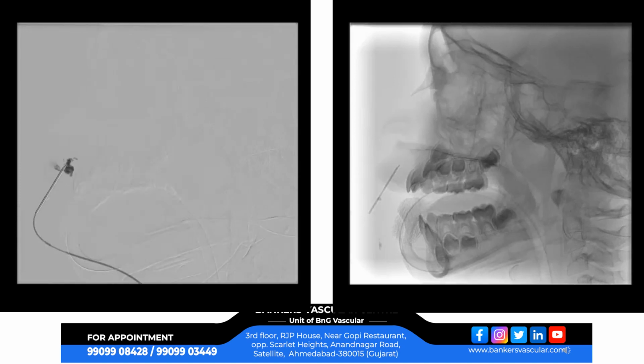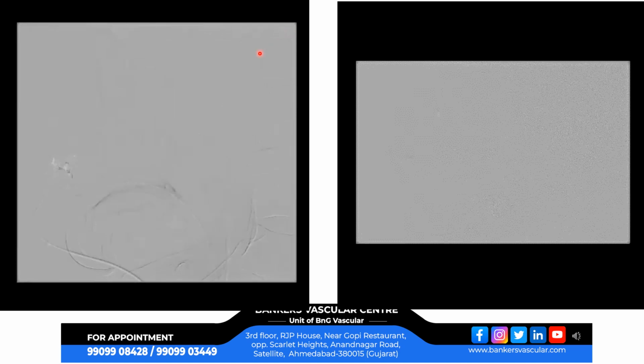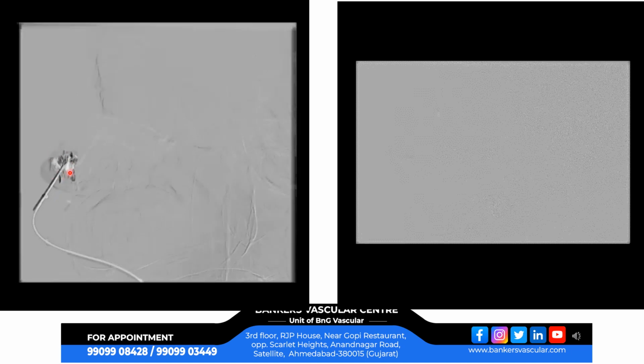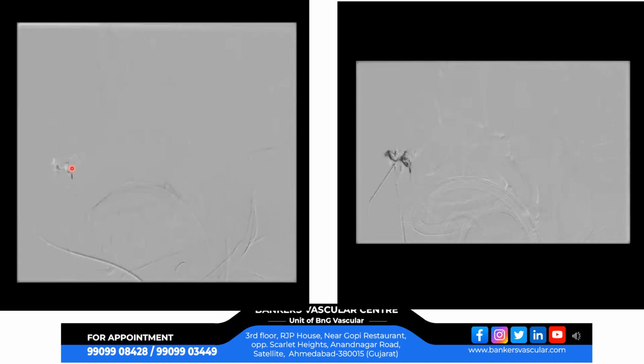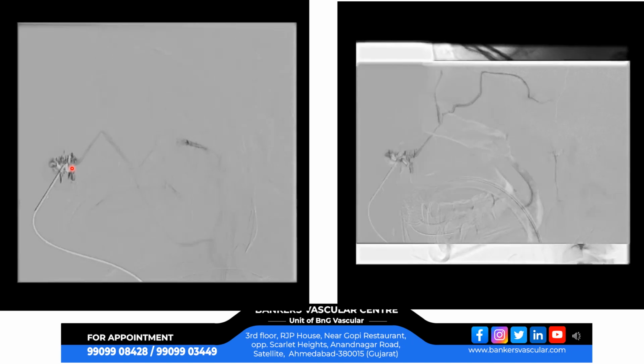After deciding the dose of ethanol we inject ethanol very slowly. Let's have a look at this ethanol injection. So here this is the nidus and these are negative contrast effects. This white portion is the ethanol. We inject the ethanol till it will not go into the normal circulation. Once we find the nidus is filled up with ethanol, we stop injecting ethanol.